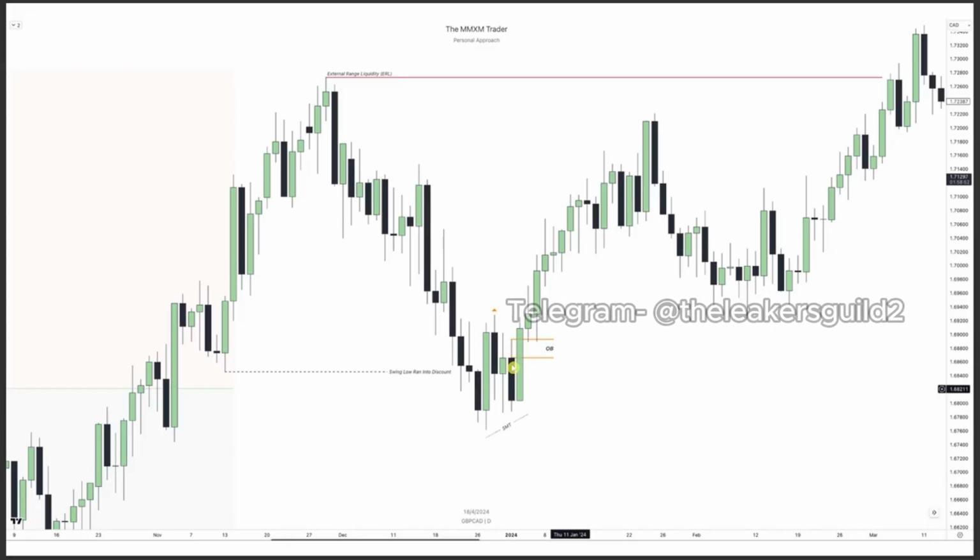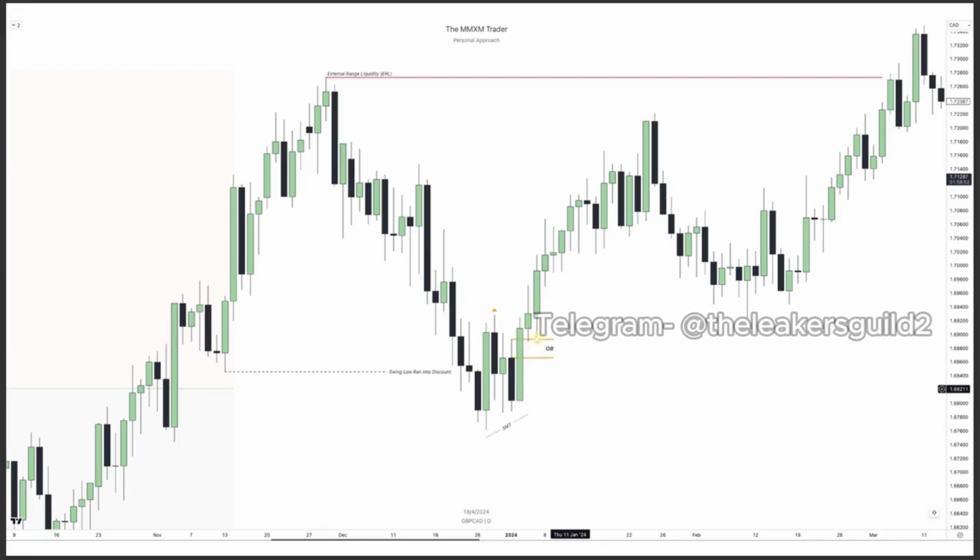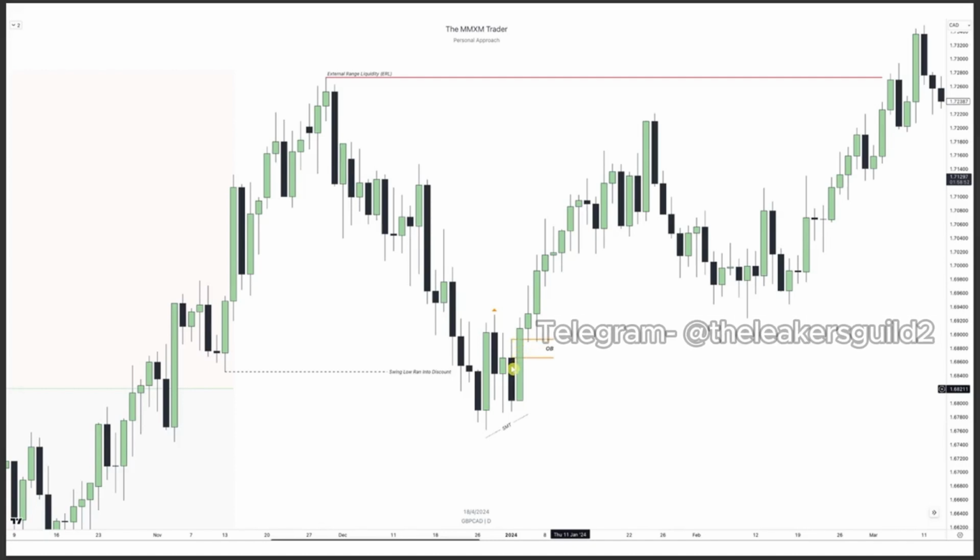And after we had that market structure shift, we've got a change in the state of delivery as well. We've got a bullish order block formed, and you can actually see once we break structure here, price dips into that order block, right? The wick is also part of this order block, as well as the body, and we can see price dips back into that order block and continues its path up higher.